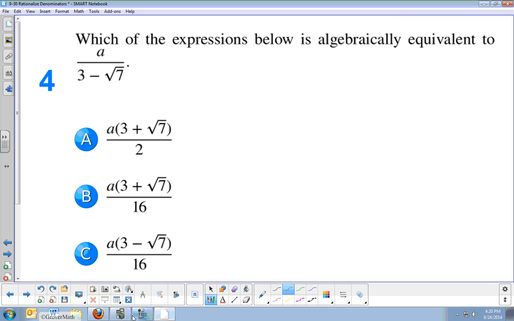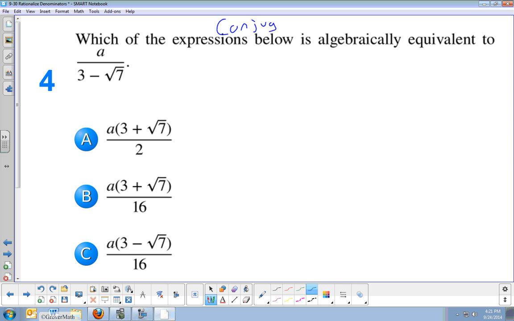All right, this next one is slightly different. It's different because rad 7 is not the only thing down here. There's a 3 minus radical 7. And if I were to just multiply by rad 7, I'd have to distribute, and that would end up getting me 3 rad 7 minus 7, and I still have a radical on the bottom. So we need to do more. We need to do what we call multiplying by the conjugate.